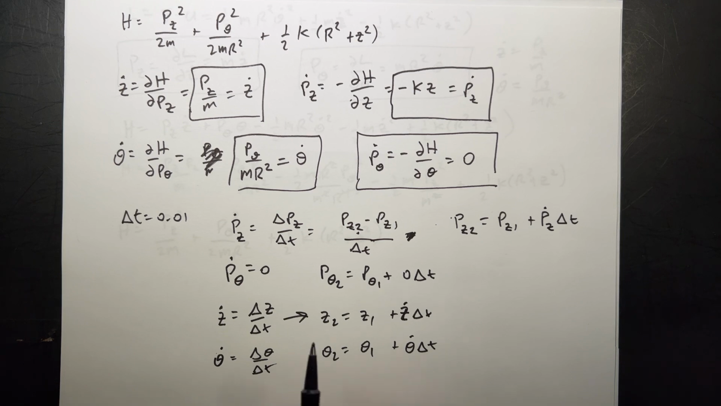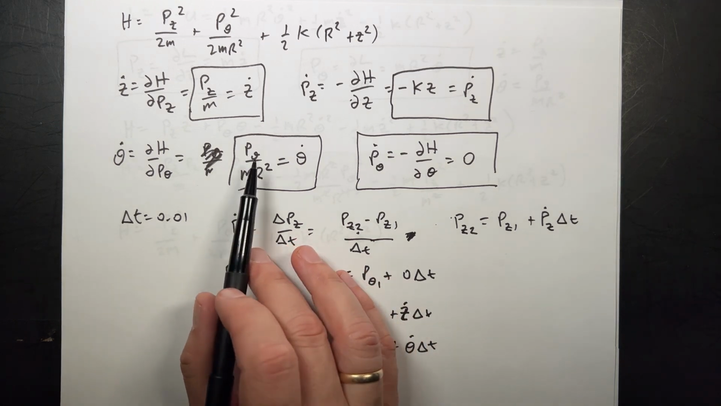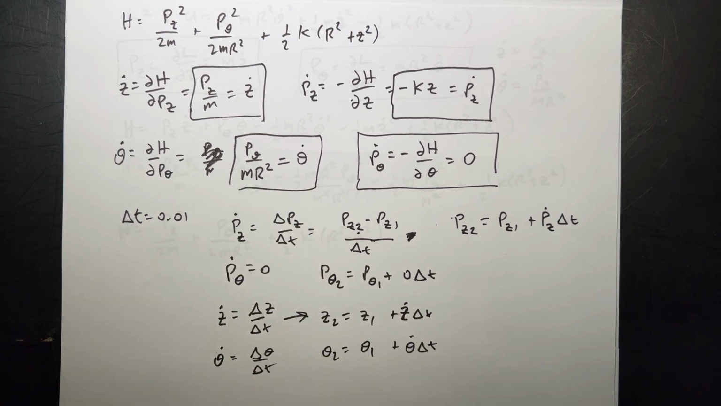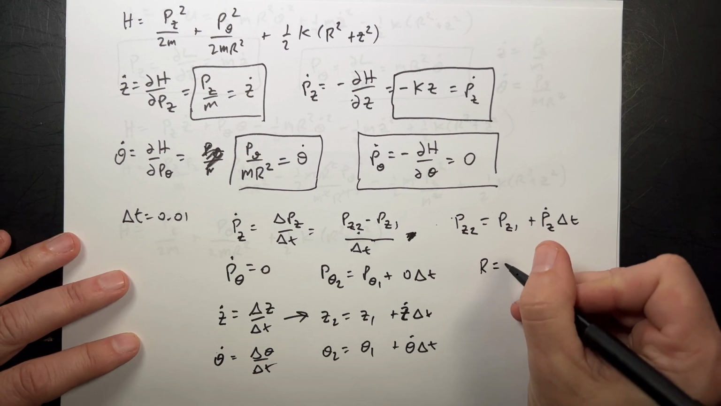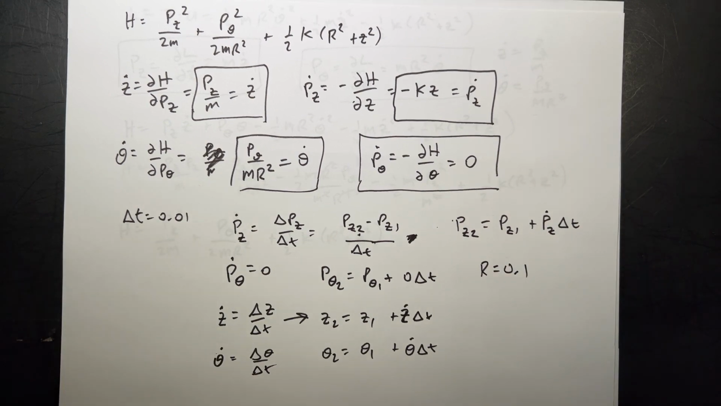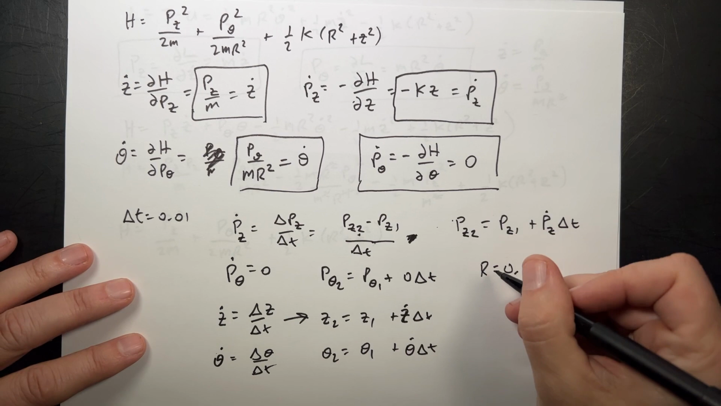Because p theta is constant, and that's that. So we're going to do this and break it into steps. We need to do this numerically, so we need some numbers. Let's pick some. I'm going to say r equals 0.1. I'm just picturing in my mind a cylinder, like that big.